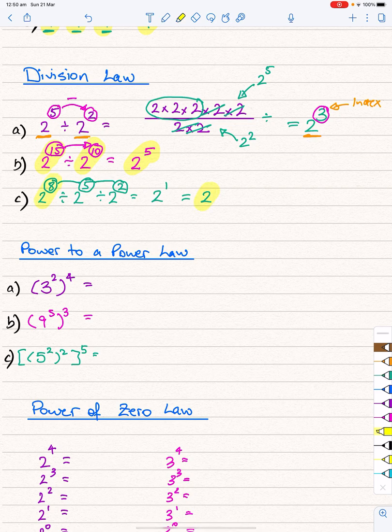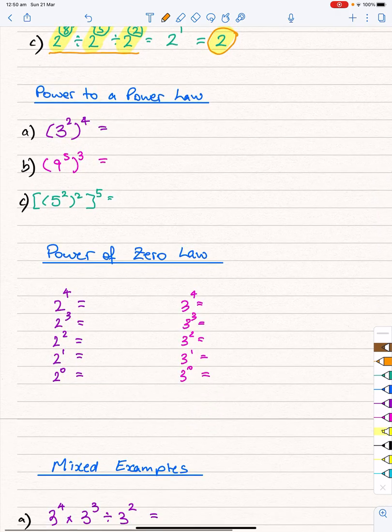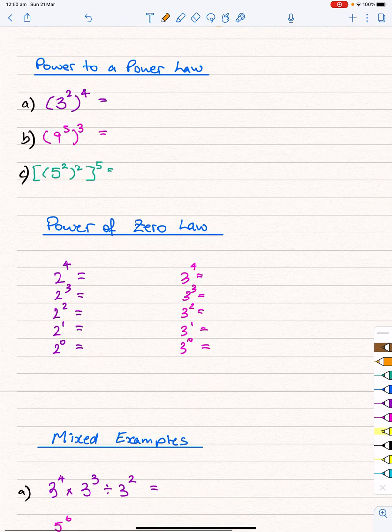This is a lot simpler to write than this is. And if you did this question on your calculator, you would get an answer of 2. But you don't need a calculator. You just need to know the law, the division law. All right, let's go to a power of a power.